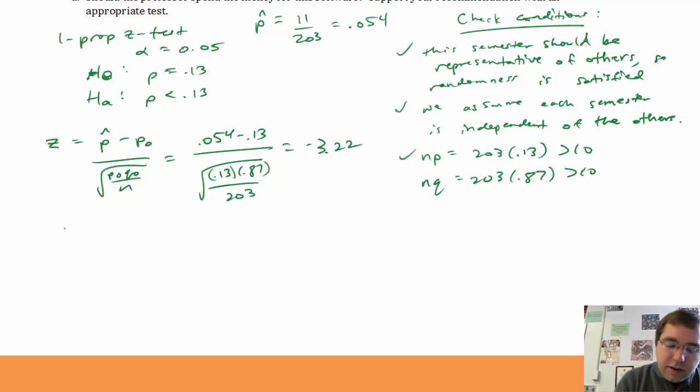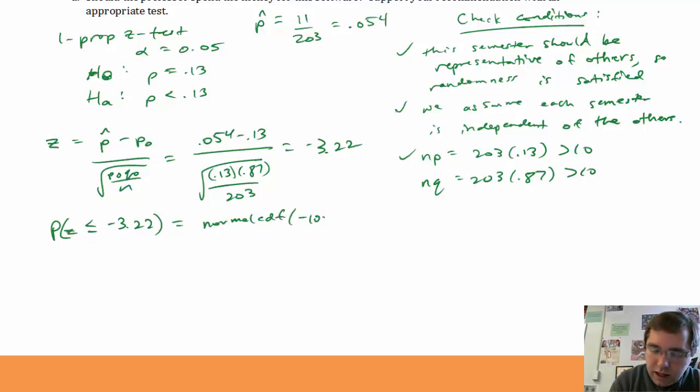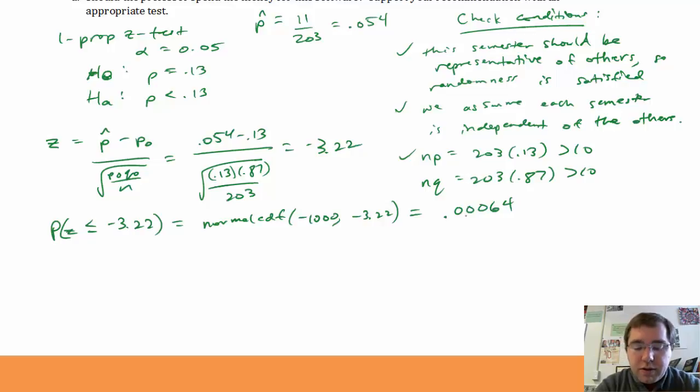So we've got our z value. We use that to find the p value. P value is the probability that z is less than or equal to negative 3.22, assuming that the null hypothesis is true. So we use the normal CDF, negative 1,000 up to negative 3.22, standard deviation of 1 and mean of 0, gives us a probability of 0.00064. Again, you could do the one prop z-test on your calculator, and you will get numbers very close to the z and the p that we got here.